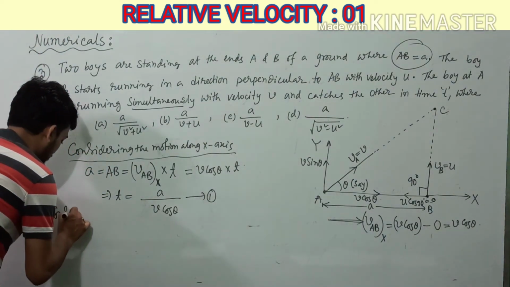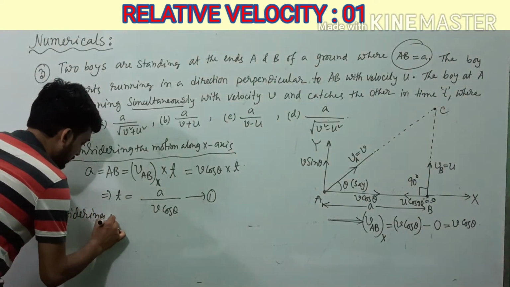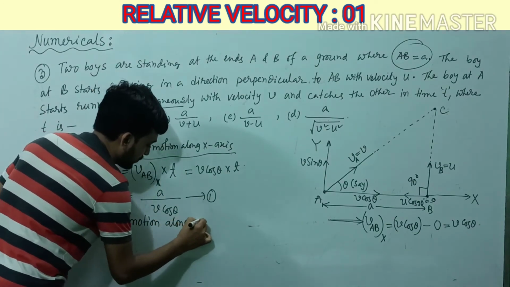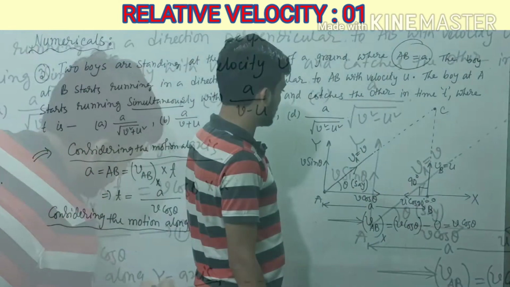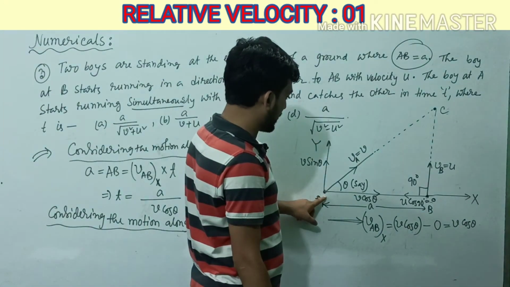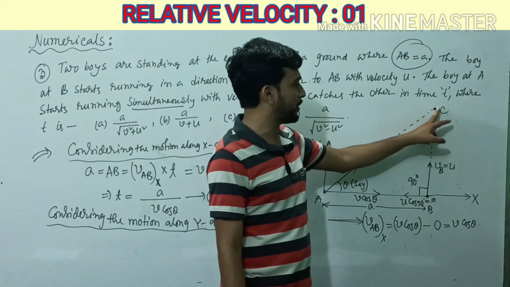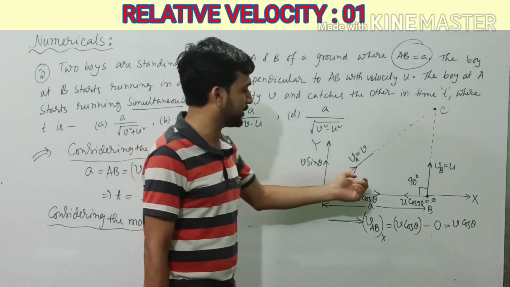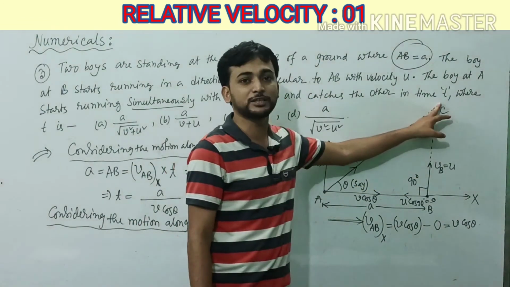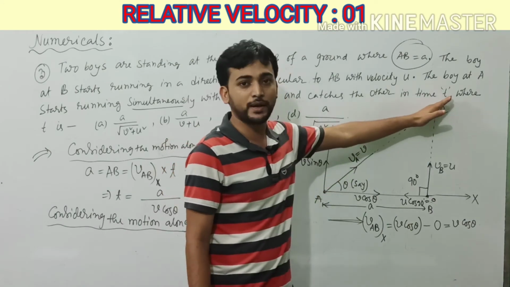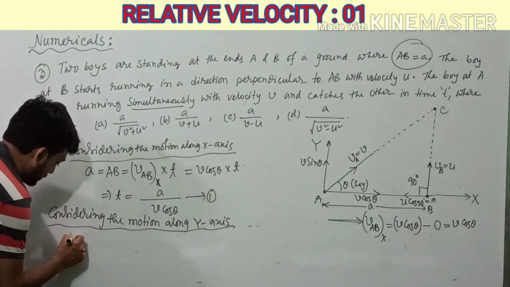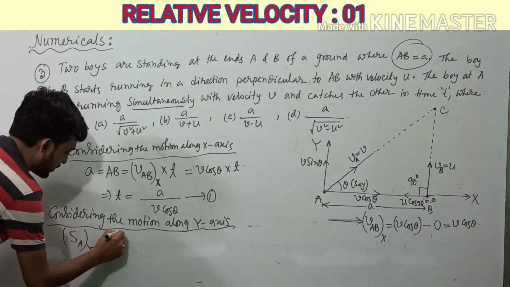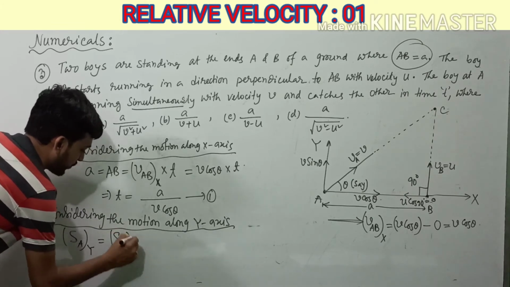Considering the motion along the y-axis, you have to focus on one thing. Boy A will be able to catch boy B at point C if and only if along the y-axis their displacements are the same. You cannot write AC as the displacement along the y-axis. This is not the y-axis. This is the y-axis. Displacement of boy A along the y-axis must be equal to displacement of boy B along the y-axis.